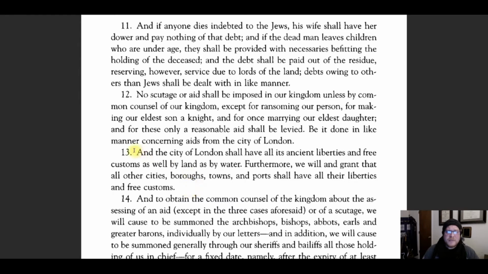Peculiarly, there's rights to cities. "The city of London shall have all its ancient liberties and free customs as well by land as by water. Furthermore, we will and grant that all other cities, boroughs, towns, and ports shall have all their liberties and free customs."